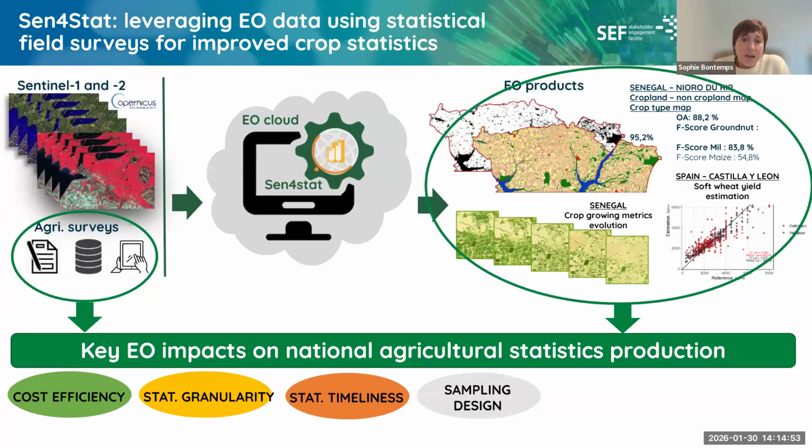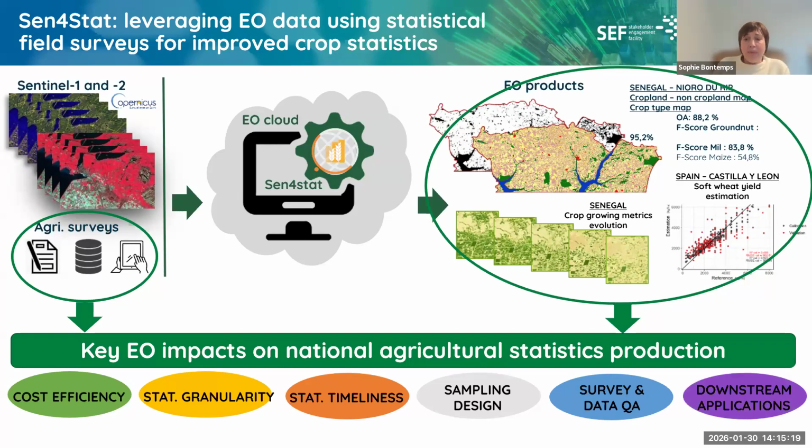A last statistical impact is about the sampling design. As soon as you have maps, you can improve the allocation of the samples when you are doing your survey. There is a fifth impact, which is related to the data that are collected. EO data can have an impact on the survey protocol and also on the quality assessment of the data that have been collected.